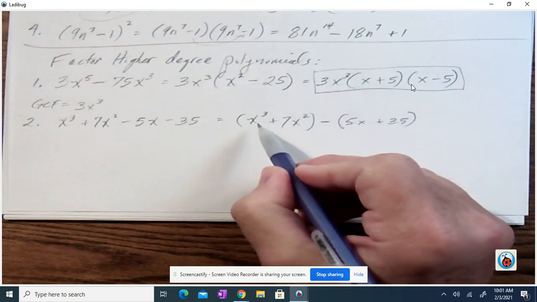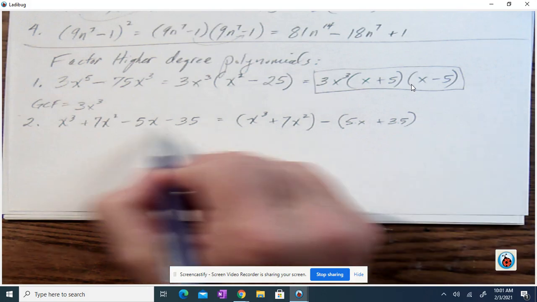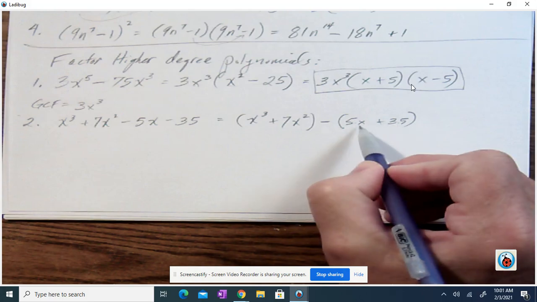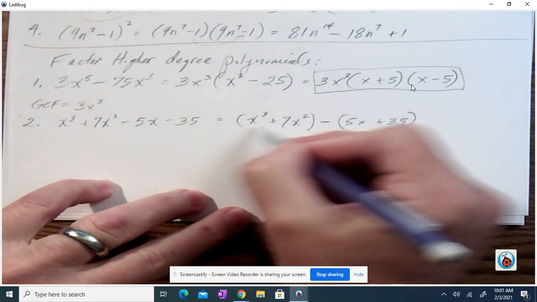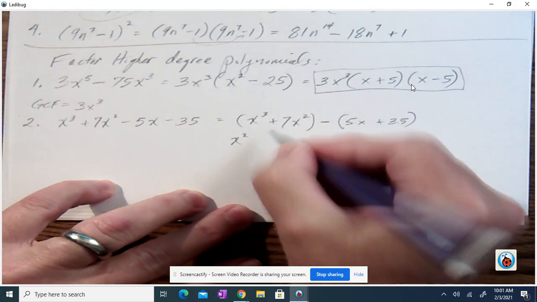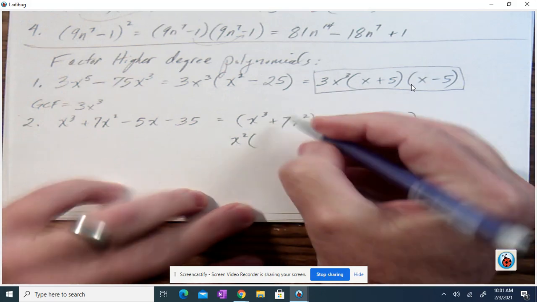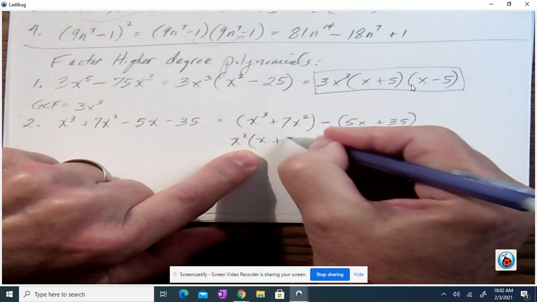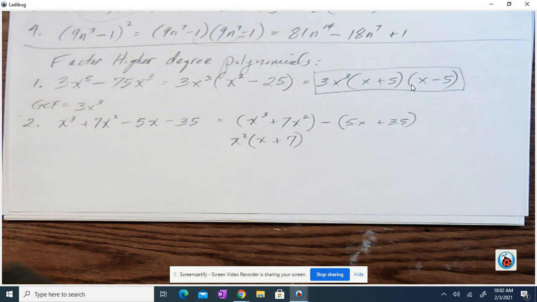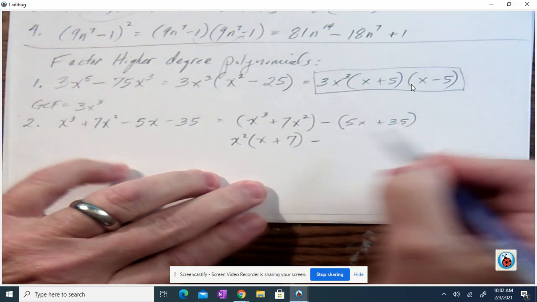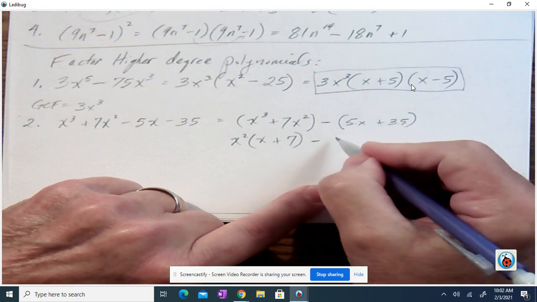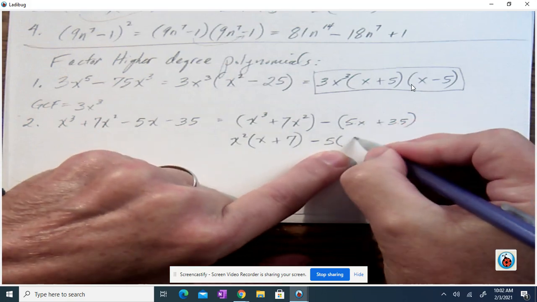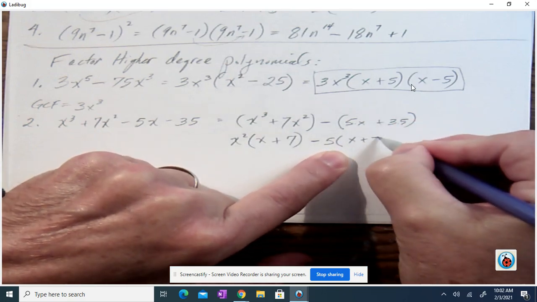Now if you notice, even though there's not a GCF for the whole thing, there is a GCF here for these two, and there's a GCF here for these two. The GCF for these two is x squared, because they both have at least x squared. So when I factor out x squared, this is just x, and this is just 7. Minus. These two have 5 in common, so I can factor out a 5. Then that leaves me with x plus 7.